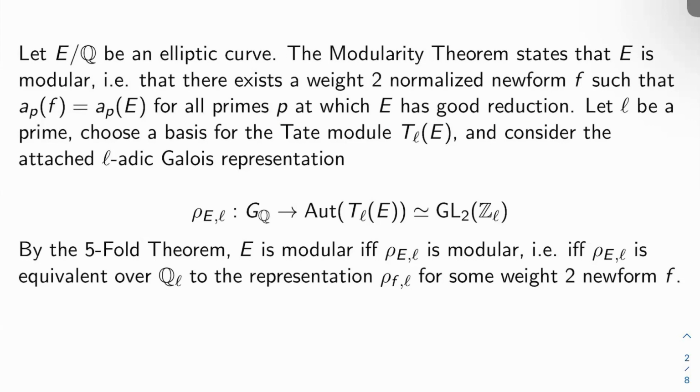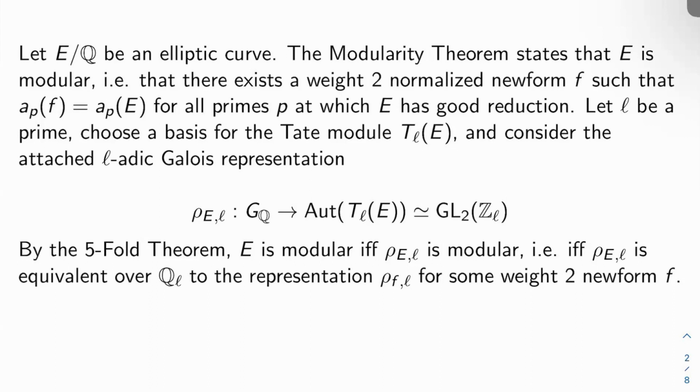So let's let l be a prime. Let's choose a basis for the l-adic Tate module T_l(E). And we'll consider the attached l-adic Galois representation, rho_{E,l} from G_Q to Aut(T_l(E)), which is isomorphic to GL_2 of the l-adic integers. I would see chapter 1 of my playlist on Fermat's theorem for information about what I'm talking about here. This is all gone over in pretty careful detail there.